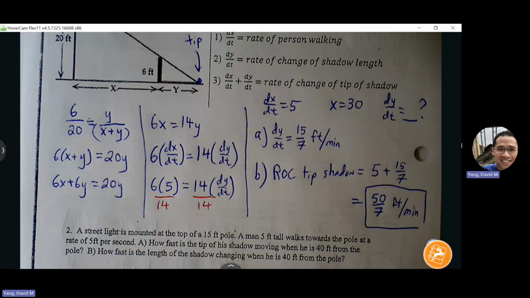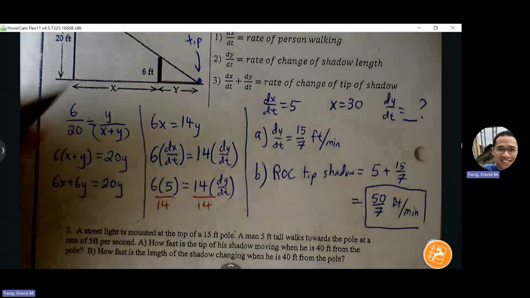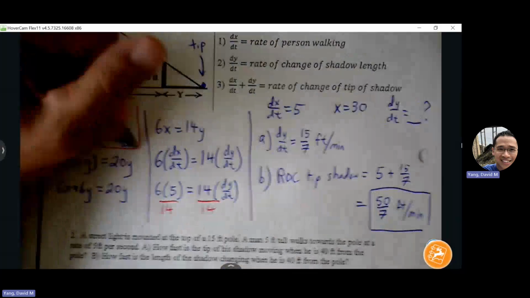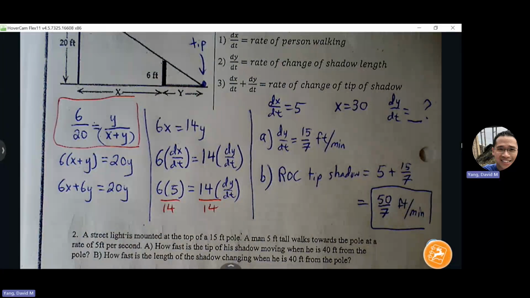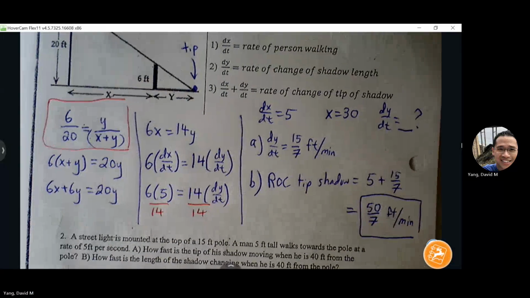Okay, it's a lot easier than cone problems, right? The trouble spot that students have is just setting up the equation. But once you can get the equation set up correctly, then everything is pretty straightforward, right? There's not too much difficulty.